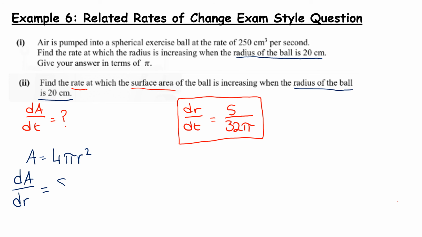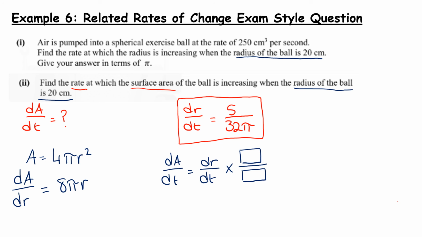When I do that, I bring down my power: 8 pi r. So now I want dA/dt. I have dr/dt. I need to then multiply it by something that will make this equation balanced. It will make it the same on both sides. I have my dt, and my top line has a dr that I don't want. So I'm going to have dr down here on the bottom, and I wanted dA. So I'm going to multiply that by dA/dr, which is exactly what I had worked out. dA/dr. No flipping required.